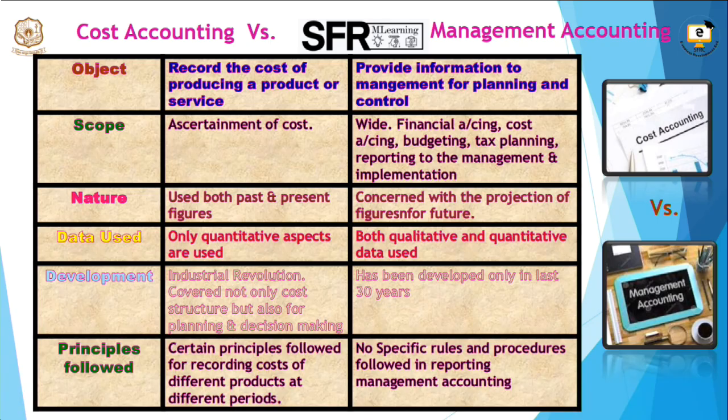Then development basis, how it is differentiated. In cost accounting, since the industrial revolution, it has covered not only cost structure but also planning and decision making. But management accounting has been developed only in the last 30 years, so it is not developed thoroughly. Then principles followed. In cost accounting, uniform procedures are followed for recording and ascertaining the cost of different products over different periods of time, as well as services. But in management accounting no specific rules and procedures are followed in reporting.